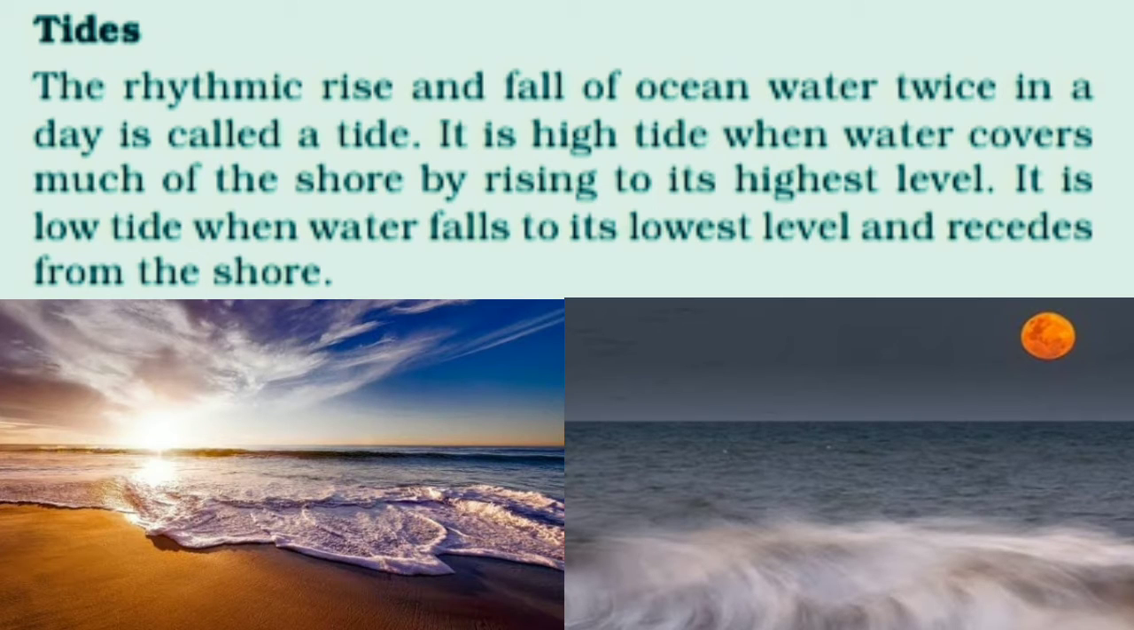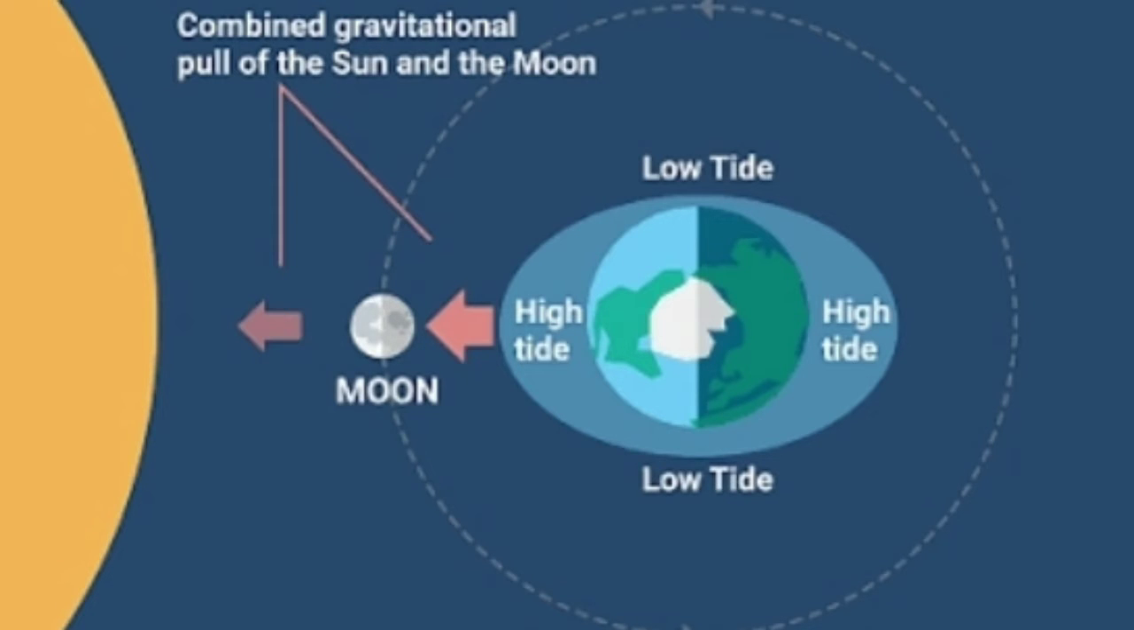Tides. The water level in a sea or an ocean rises and falls regularly twice a day. This periodic change in the level of water is called tides. Tides are caused due to the gravitational pull of the sun and the moon. The gravitational pull of the moon is much higher than that of the sun because the moon is closer to the earth. The moon's gravitational pull causes high tides and low tides.